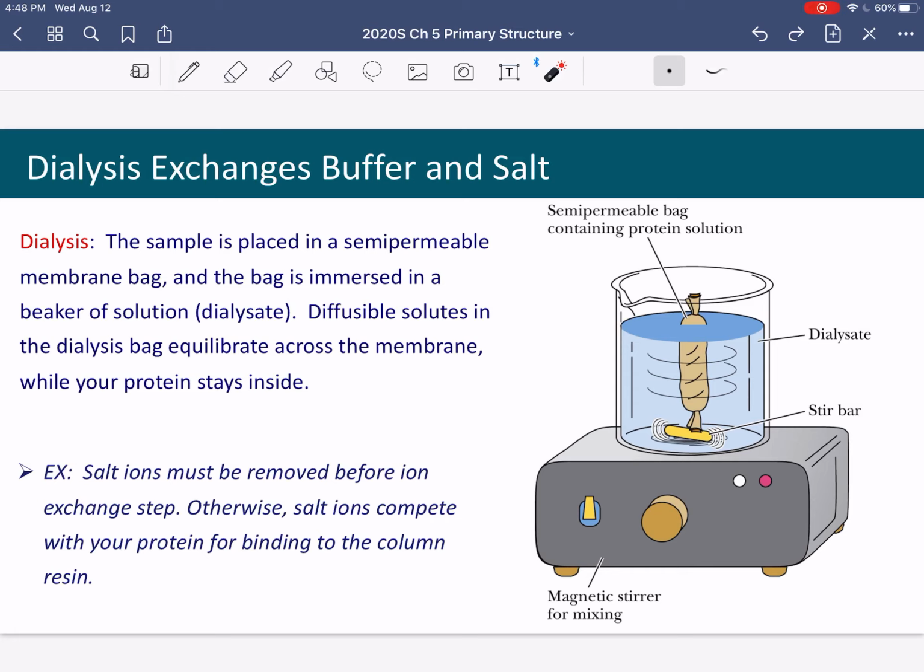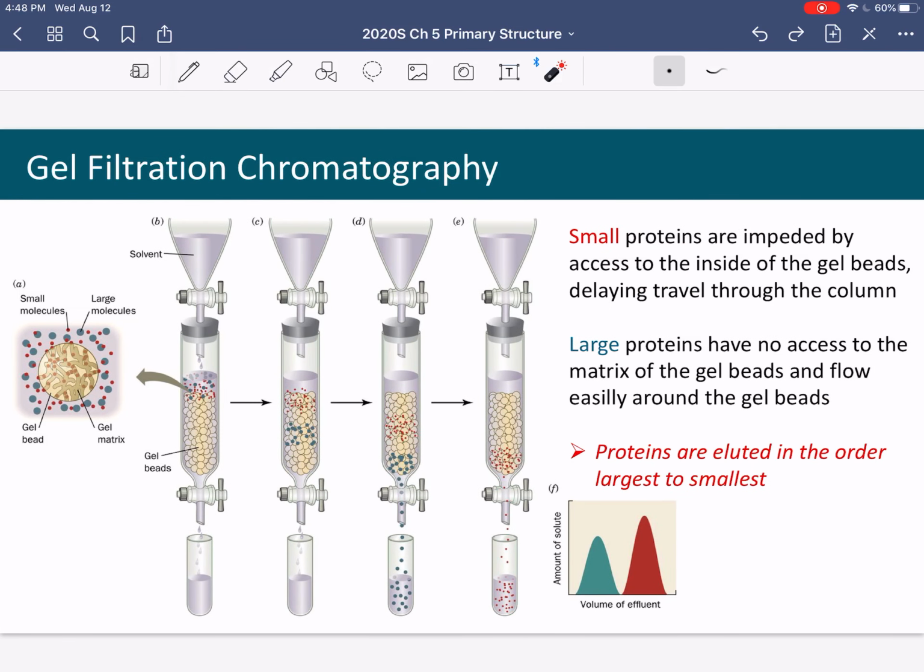buffer, which is going to cause the solutes, the salts, to move down their concentration gradient from high concentration inside the bag with your protein to out into the dialysate where there is low salt. And we do this for a couple of hours, and we change it a couple of times, and then we're ready to move on to our next step in our purification. And that next step may be gel filtration chromatography.